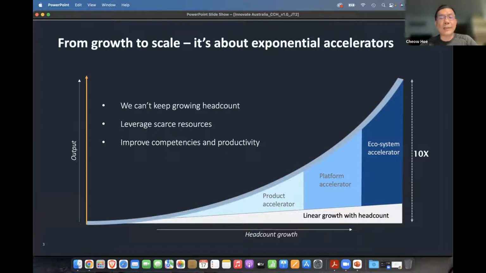The second very important accelerator is platforms. If I'm able to build something that can be reused over and over again, it allows us to scale even faster, right? So instead of building 50 licensing systems, can I build a licensing platform that can onboard 500 licenses? Interesting, right? So how do you think about that? And I'll talk a little bit about that later on too.